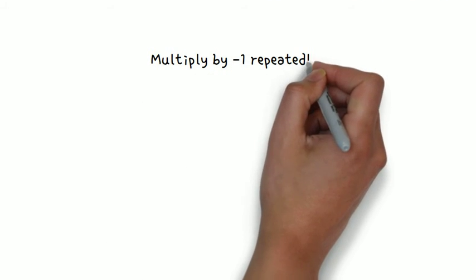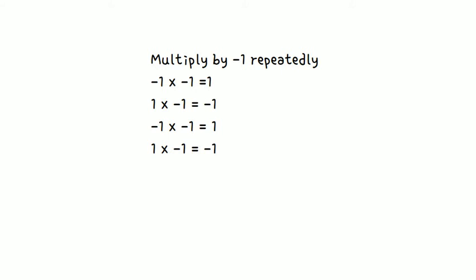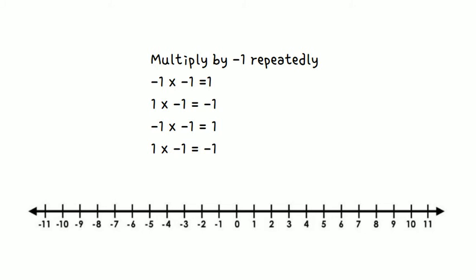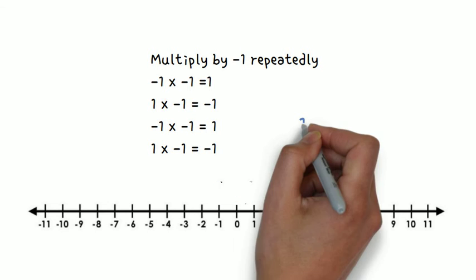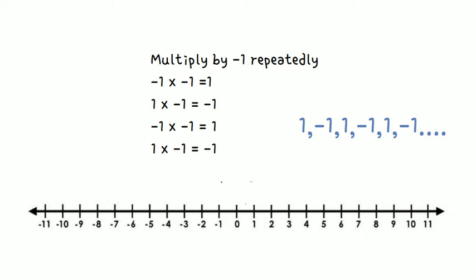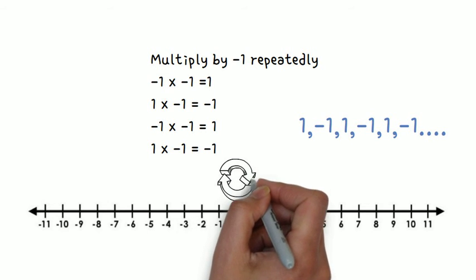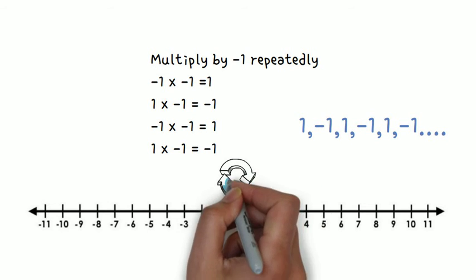Before addressing this, let's see what happens if you multiply by minus 1 repeatedly. That is, when you multiply minus 1 by minus 1, you get 1. When you multiply it again by minus 1, the answer is minus 1. When you multiply again by minus 1, the answer is 1. So what do you observe? It creates a pattern like 1, minus 1, 1, minus 1, and so on. So it rotates 180 degrees and flips back and forth between 1 and minus 1.